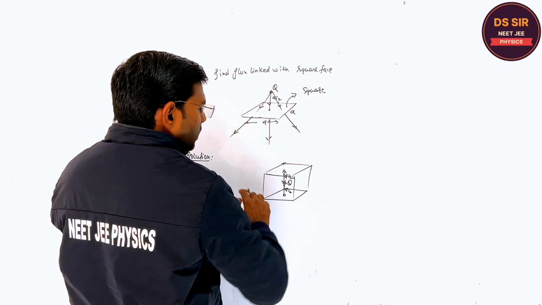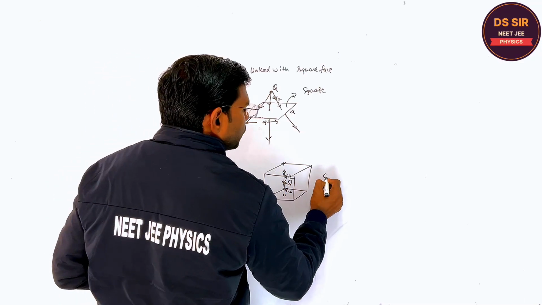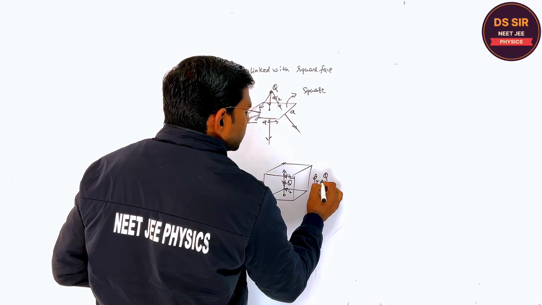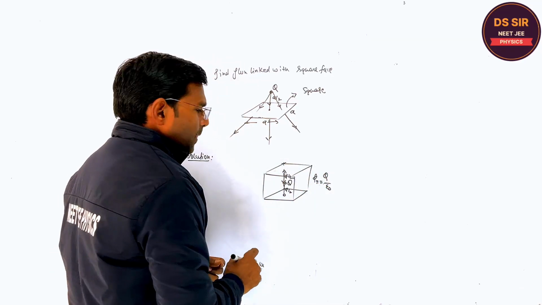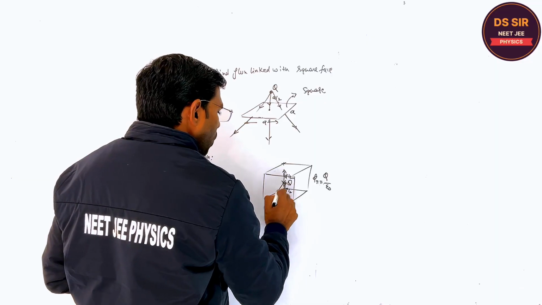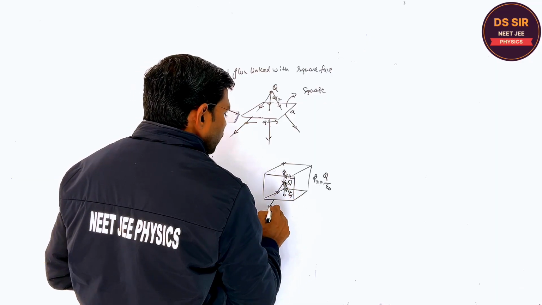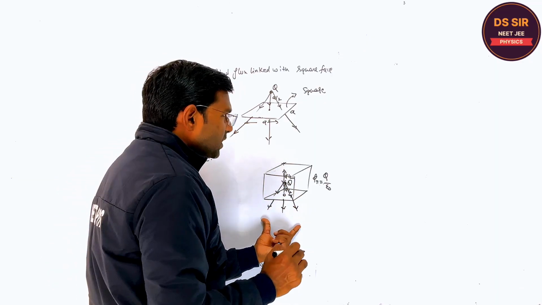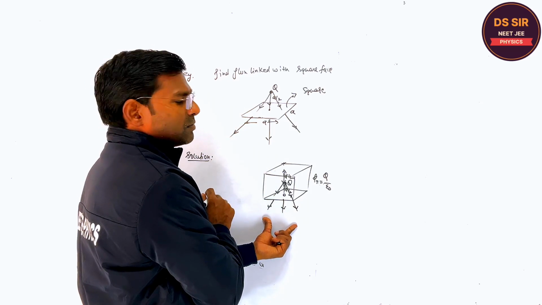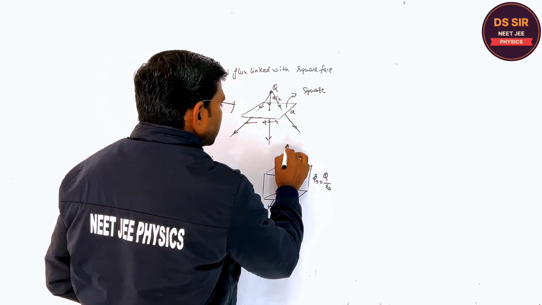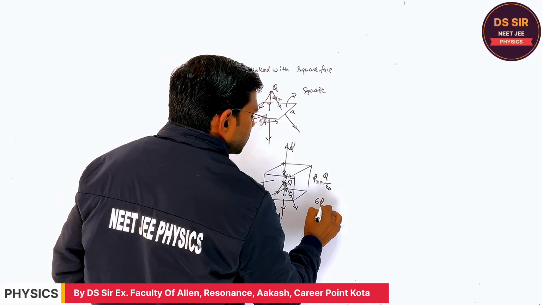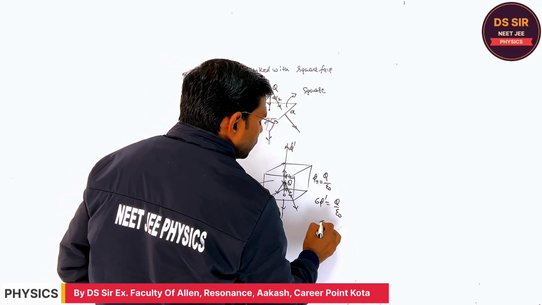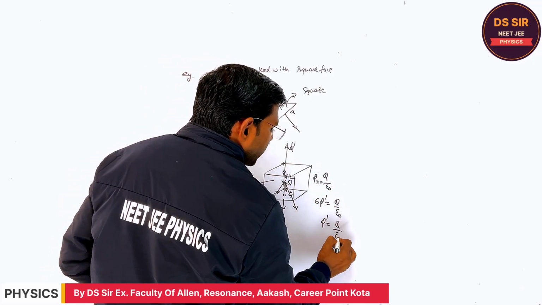So what is the total flux linked with this cube? Total flux is q upon epsilon naught. Yes, sir. Now we have to find the flux linked with one face. Suppose this is phi dash, this is also phi dash, this is also phi dash. So 6 phi dash is equal to q upon epsilon naught. So what is the flux linked with one face?